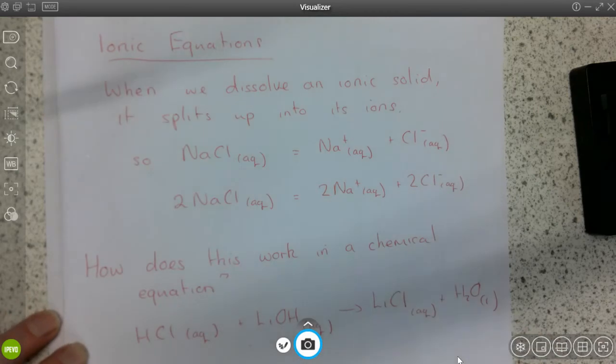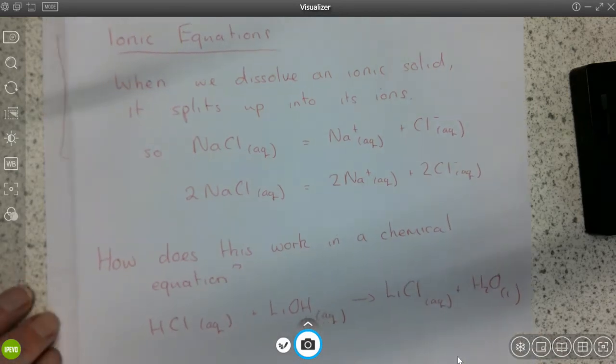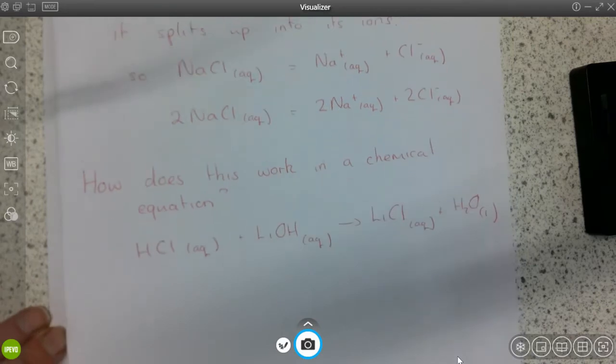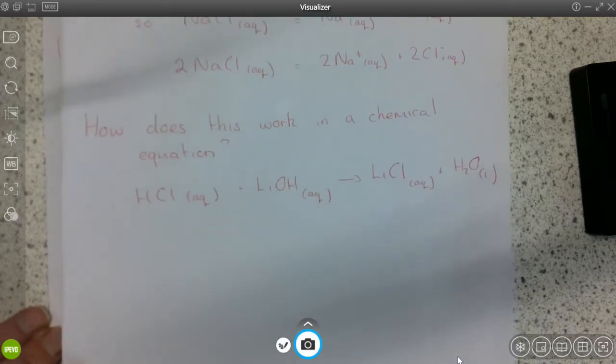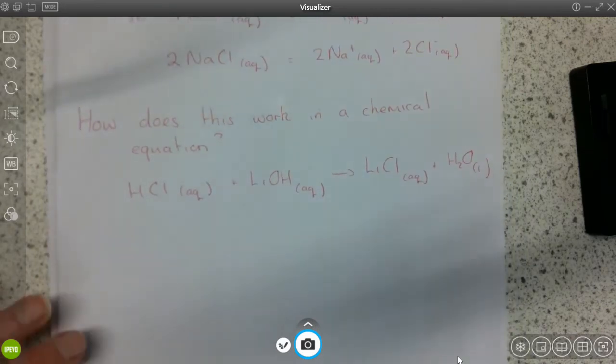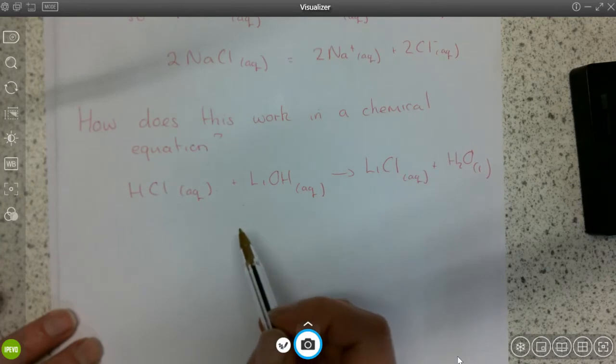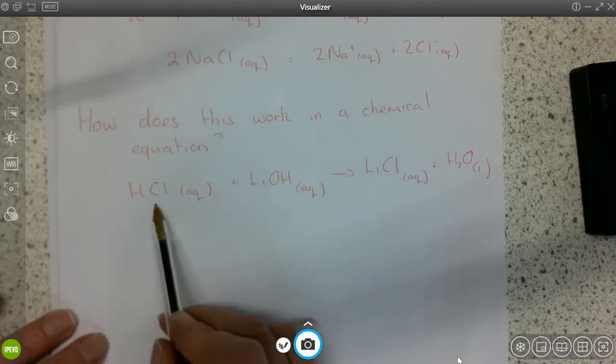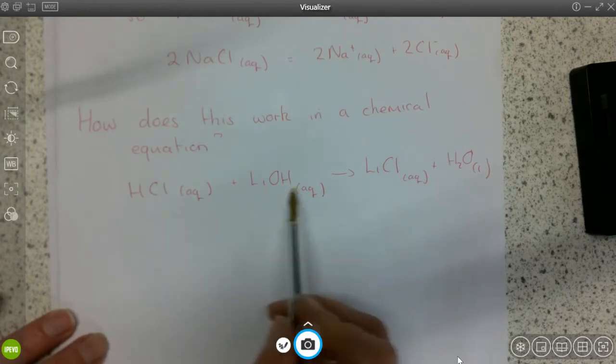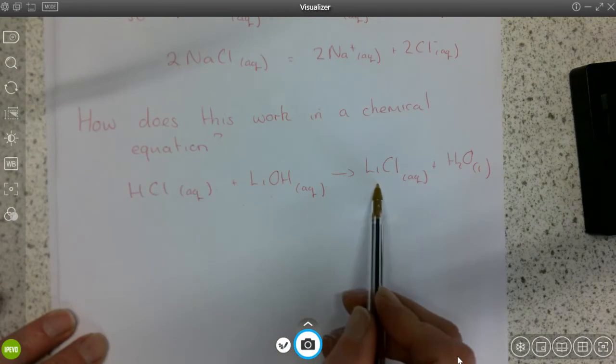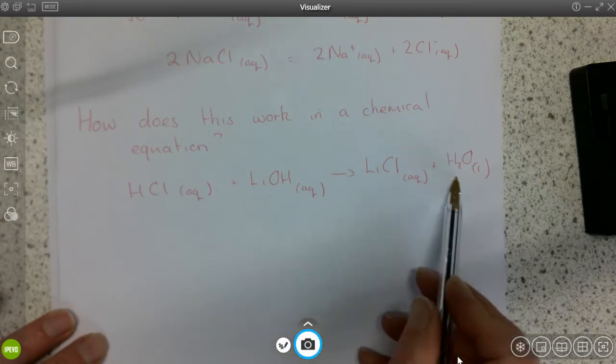So this means we can simplify our equations into ionic equations. Here's an example of an overall equation that we can simplify into an ionic equation. This is HCl reacting with lithium hydroxide to give lithium chloride, and all of those are aqueous or dissolved in water, but I also get water, which is a liquid.